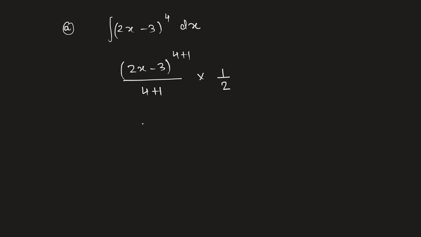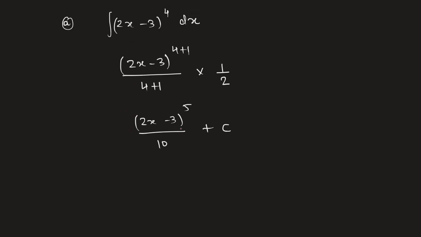So what is the final result? That is (2x minus 3) to the power 5. This is 4 plus 1, 5, 5 into 2, 10, plus c. So this is the integration of this. Okay, let's check this part. Now if I differentiate this, I should get this value.